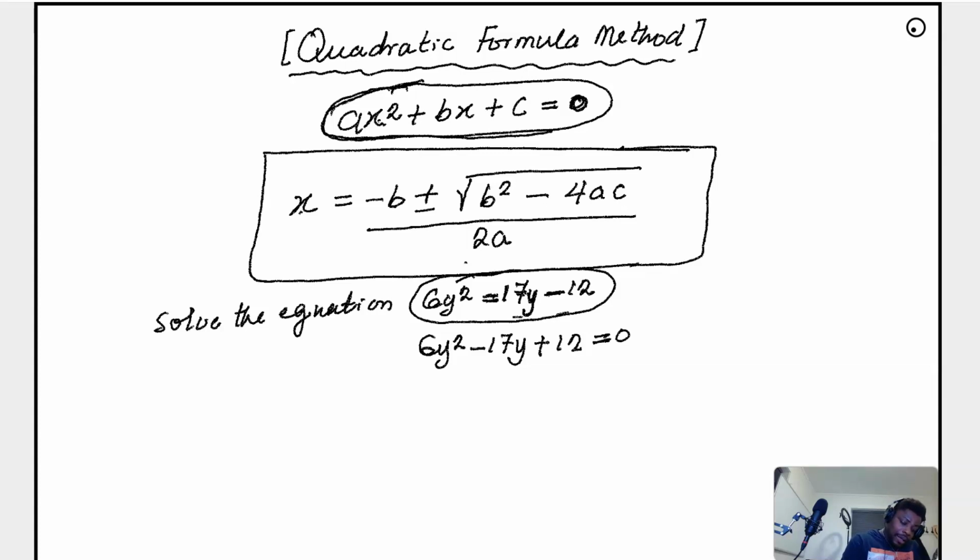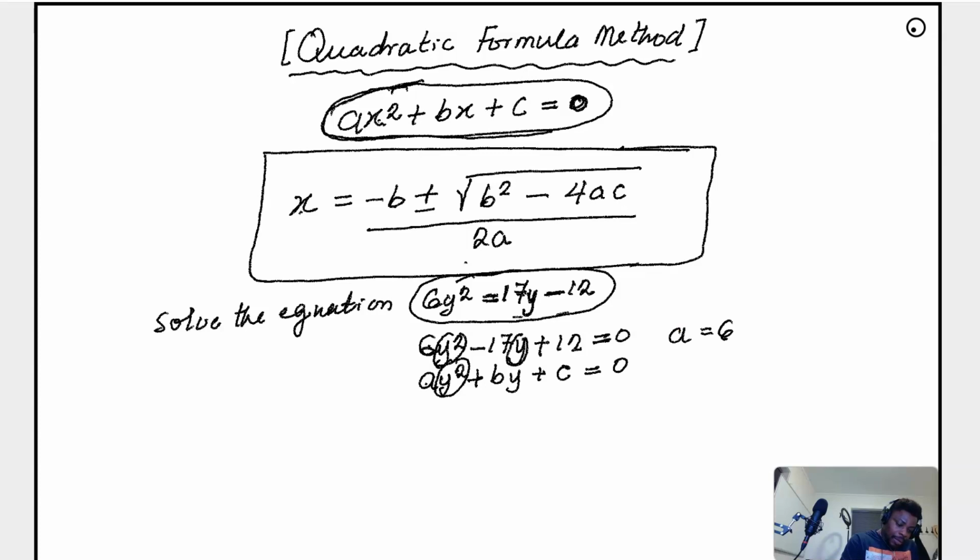So now let's compare. Remember, if you're comparing, you write your general quadratic equation using the variable you are given. You are given variable y here, so ay squared plus by plus c is equals to 0. So let's get our a, let's get our b and c. So y squared is y squared. So what is my a? My a is 6. So a is 6.